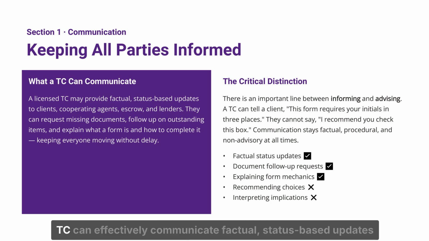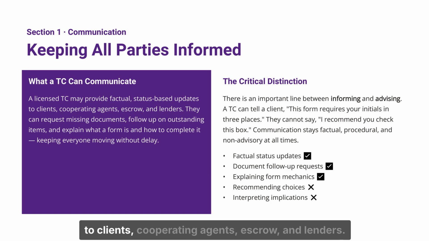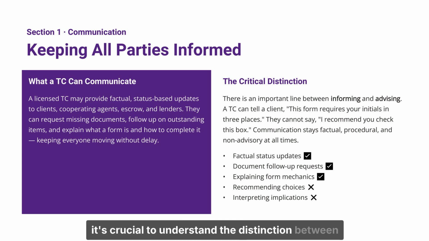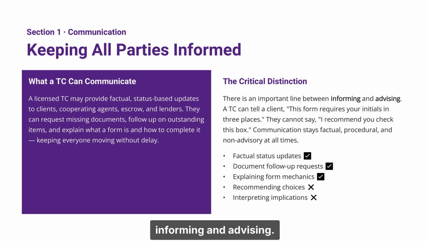A licensed TC can effectively communicate factual, status-based updates to clients, cooperating agents, escrow, and lenders. They can request missing documents, follow up on outstanding items, and explain the purpose of a form or where to complete it. However, it's crucial to understand the distinction between informing and advising.